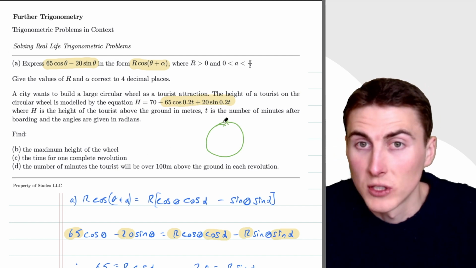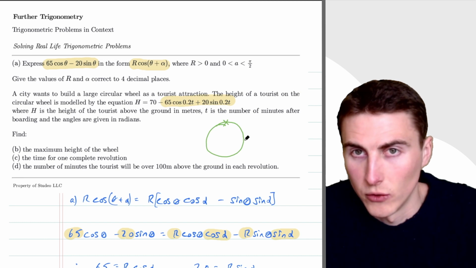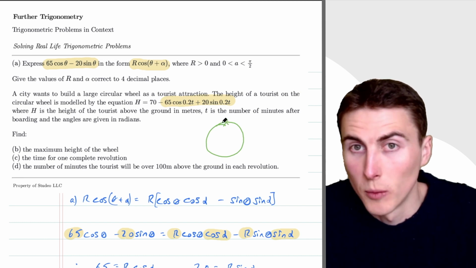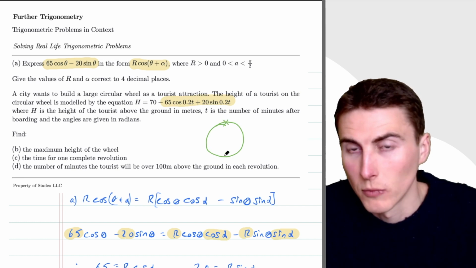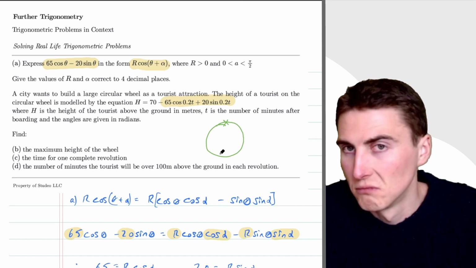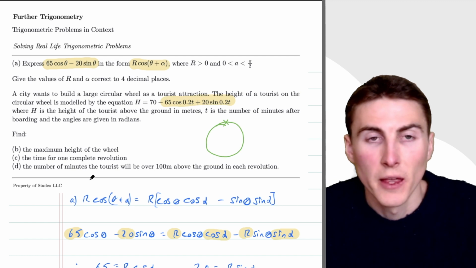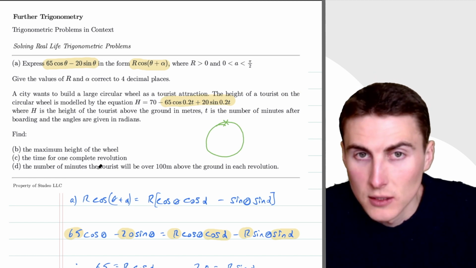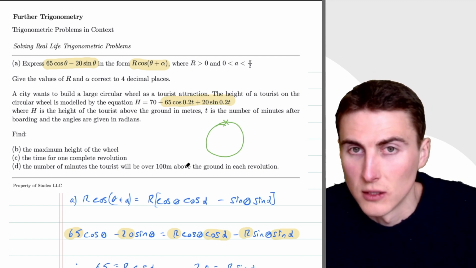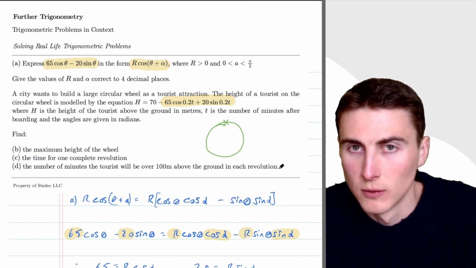Part C is we need to find the time for one complete revolution. Basically, how long does it take to get all the way around the wheel? So either from the top all the way around to the top, or from the bottom all the way around to the bottom, or basically anywhere to the same point. And for D, we want to find the number of minutes the capsule will be over 100 meters above the ground in each revolution.